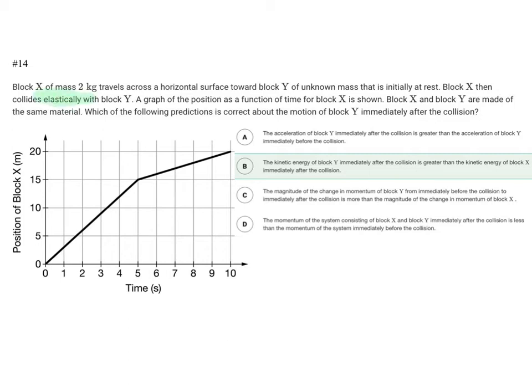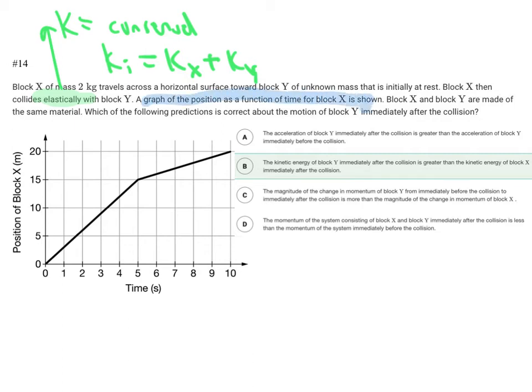Collides elastically, so KE is conserved. So the initial kinetic energy is X's plus Y's after. And then we have a graph of position as a function of time, and we know that this means the slope equals the velocity. So what can I do? It means I can get the momentum of X before and after, and I can get the kinetic energy of X before and after. So let's take a look at these and start saying what we have here.